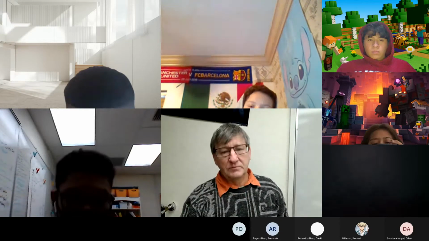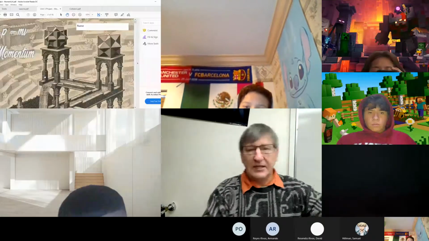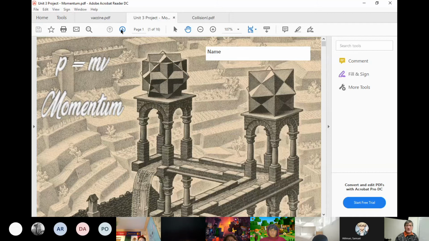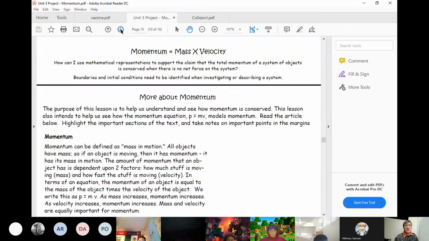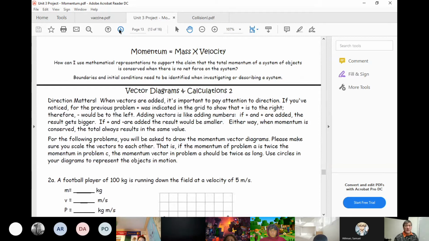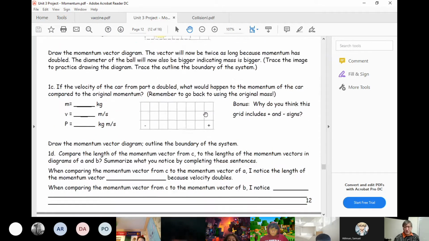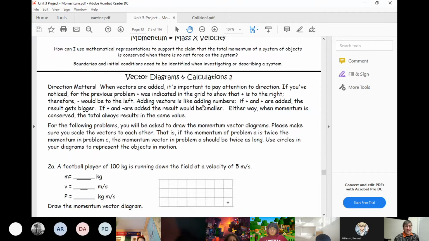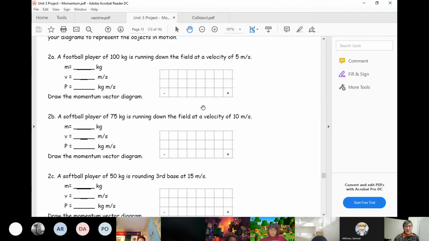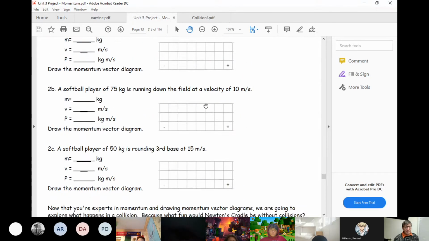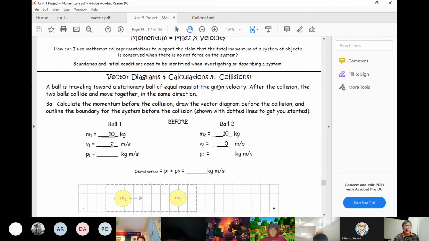So please pull up your project. Let's see, where did we leave off on this? I think we're on page 13 or 14. So last class on Monday, we went over page 12. We did all of page 12 together. Then I asked you to finish class by working on page 13 by yourself. So this should be done. We're now on page 14, where we have this new topic of collisions.